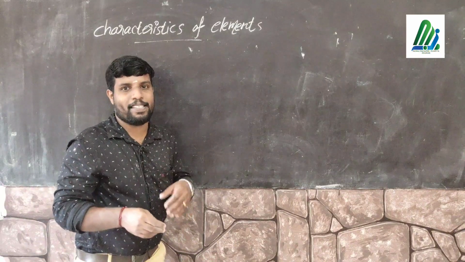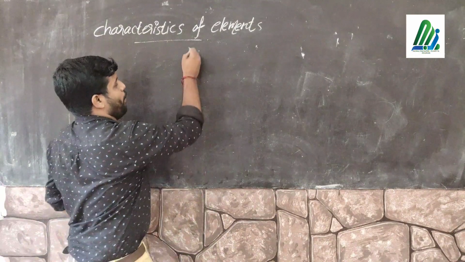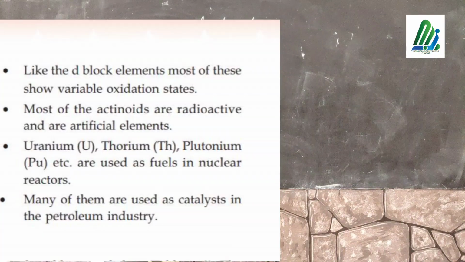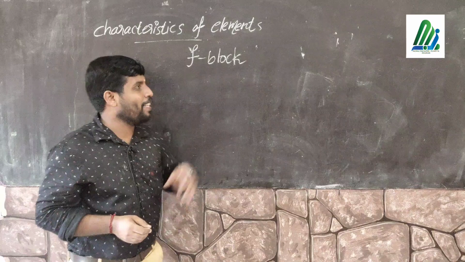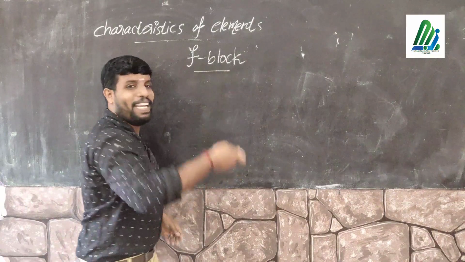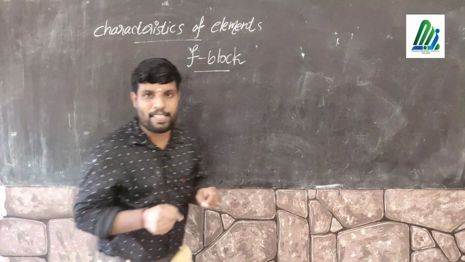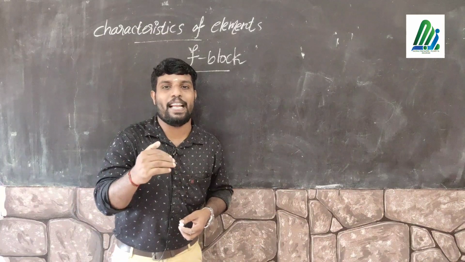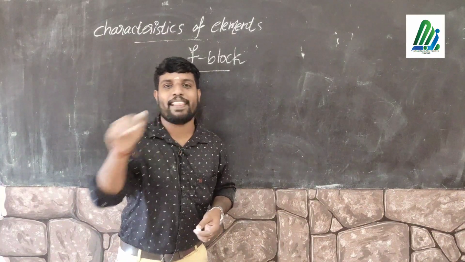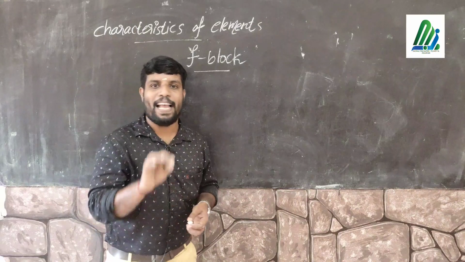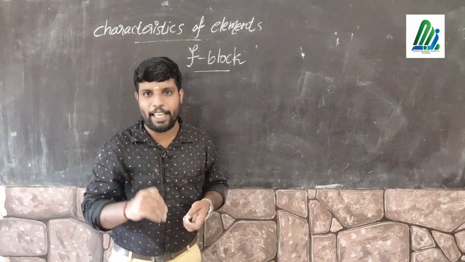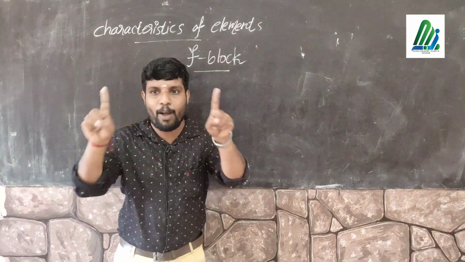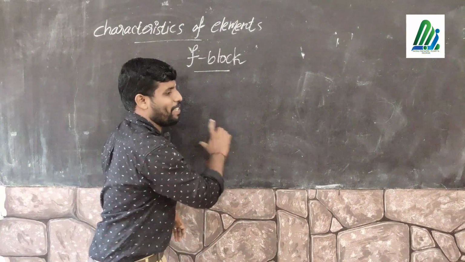Then we are going to discuss the last point of this chapter, the characteristics of F block elements. Generalize the idea: the F block elements are generally known as inner transition elements. The inner transition elements have two names, lanthanoids and actinoids. After lanthanum, the elements are known as lanthanoids, and after actinium, the elements are known as actinoids. So the F block has two rows: lanthanoids and actinoids.